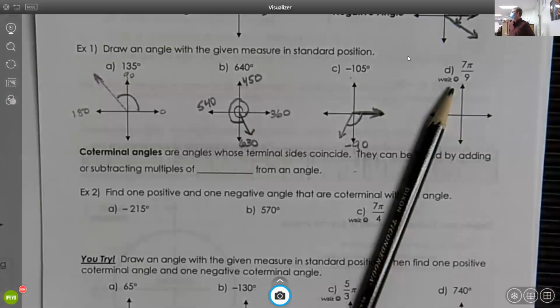7 pi over 9. That is in a different language. That is in a radian measure, rather than degree measure. It's kind of like feet and inches or centimeters being a different way to measure. Radian is just a different way to measure.